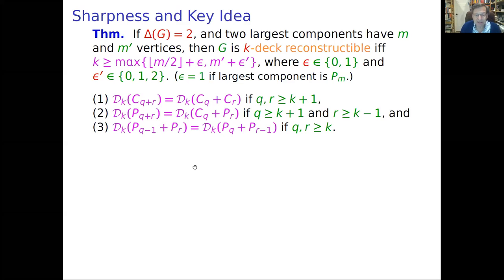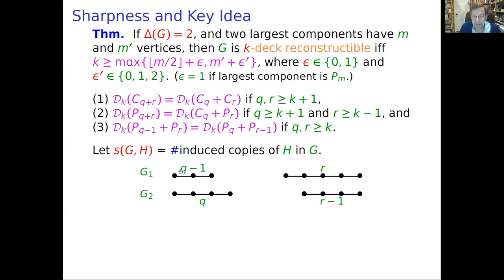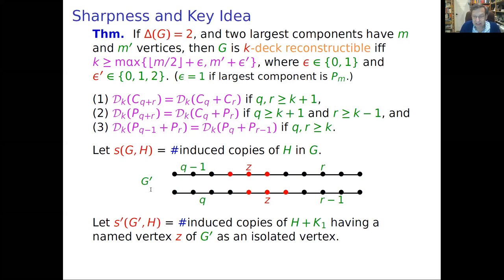Let me just tell you the basic idea about proving these three statements. Here we have two paths, as described in number three. So here are our two graphs. What we would like to do when we're counting induced subgraphs is augment these graphs by putting three vertices in the middle here. The idea is that if we show that the number of induced copies of a certain subgraph that has a special designated vertex as an isolated vertex is the same in this graph and this graph, which happen to be the same graph, then we will get what we want about the original G1 and G2 that I showed you.